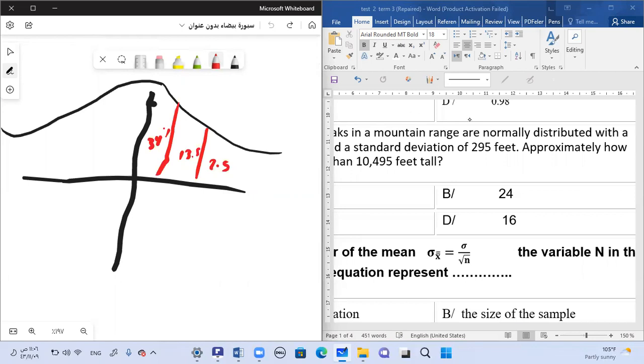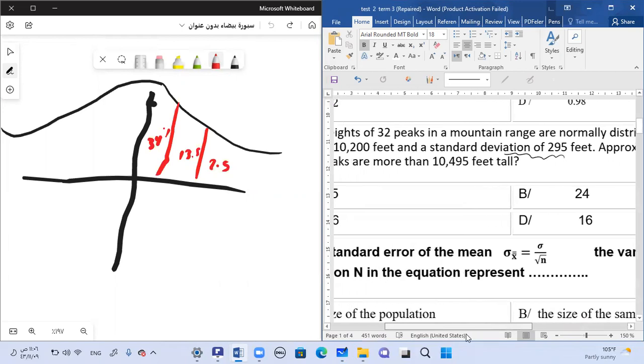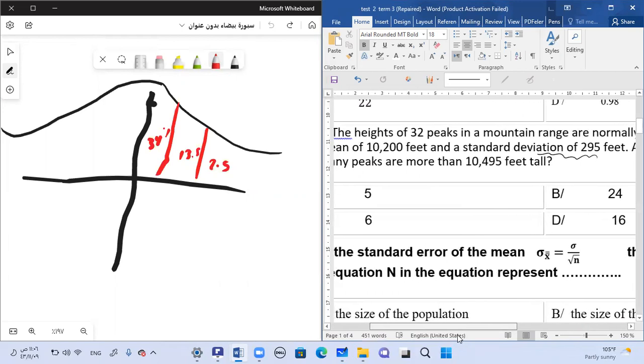Area under the curve: if we have the words normal distribution and we have the important information about the standard deviation and the mu or mean, 10,200, it means we should draw the graph. Write the percentages: 34, 13.5, and you can draw the last as 2.5 or as 2 and 0.5.